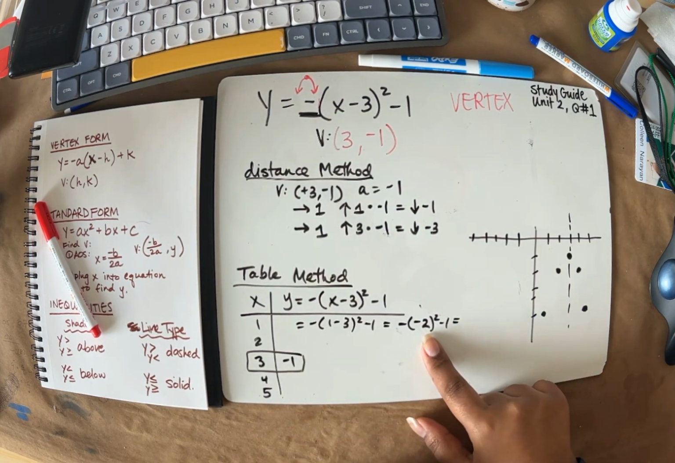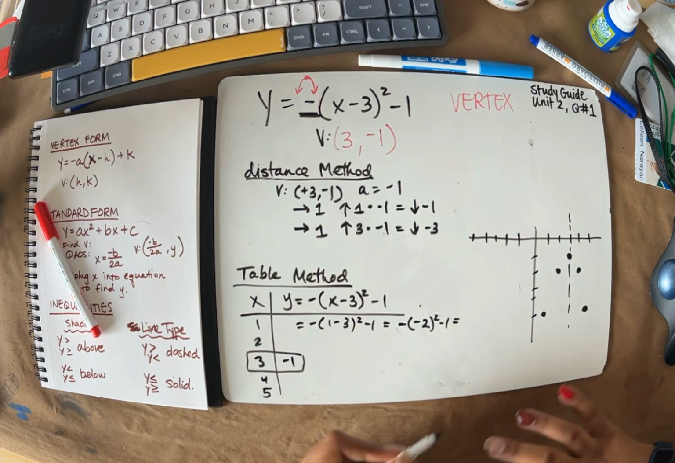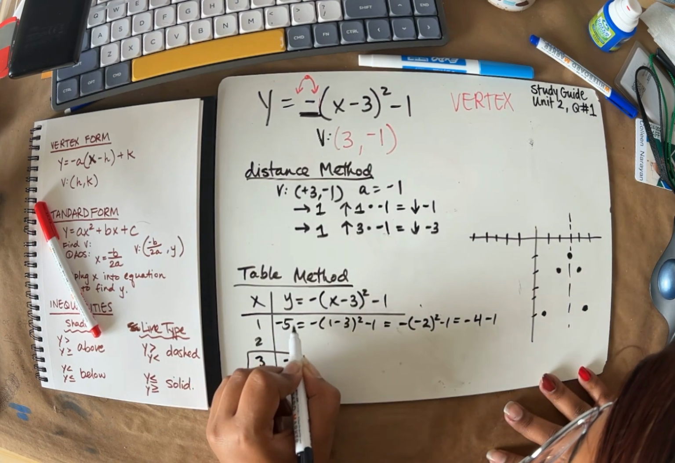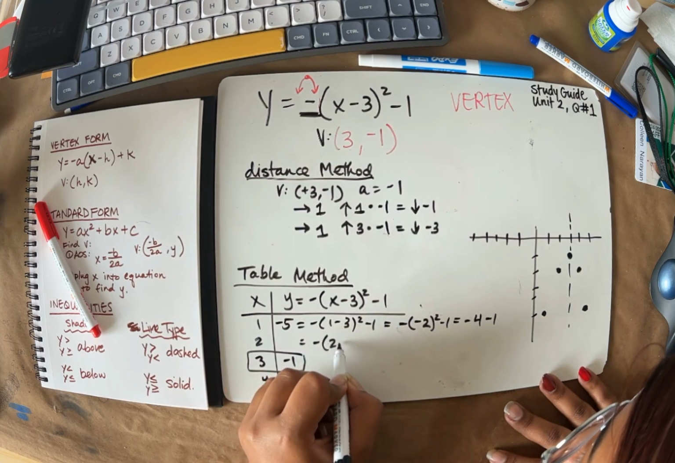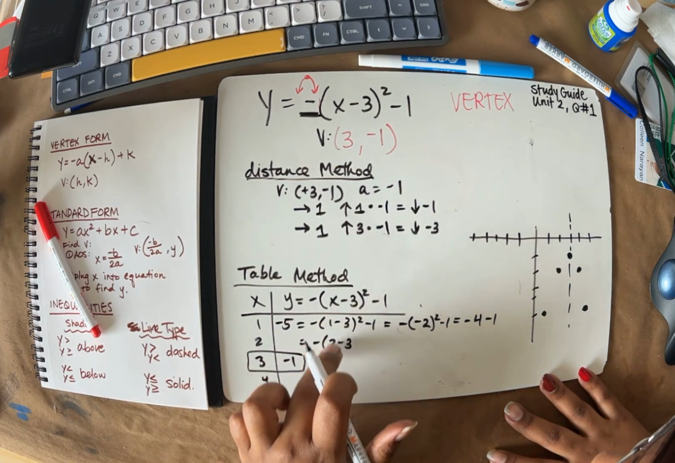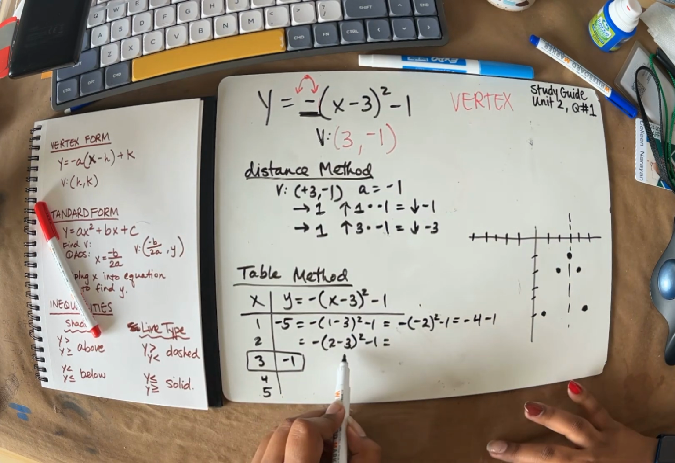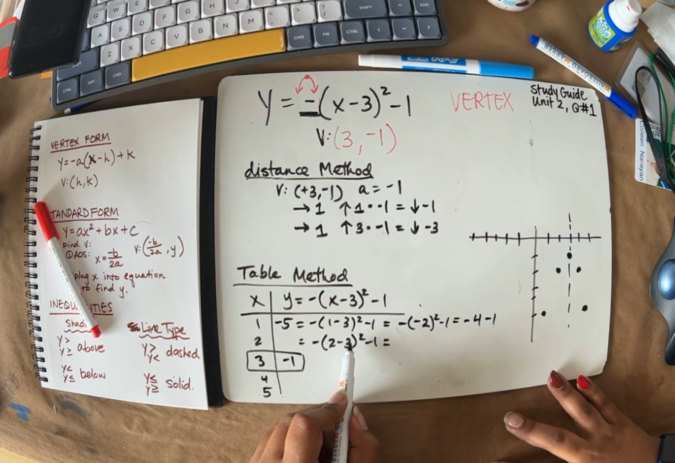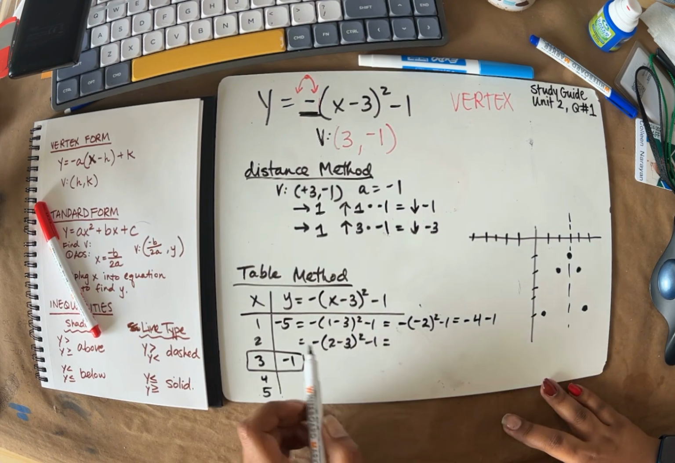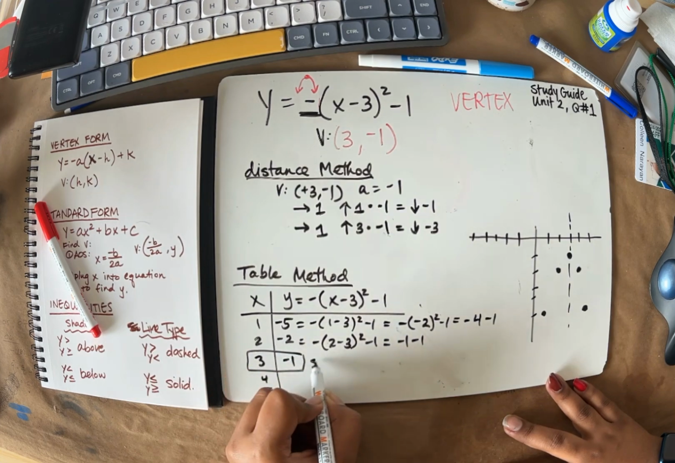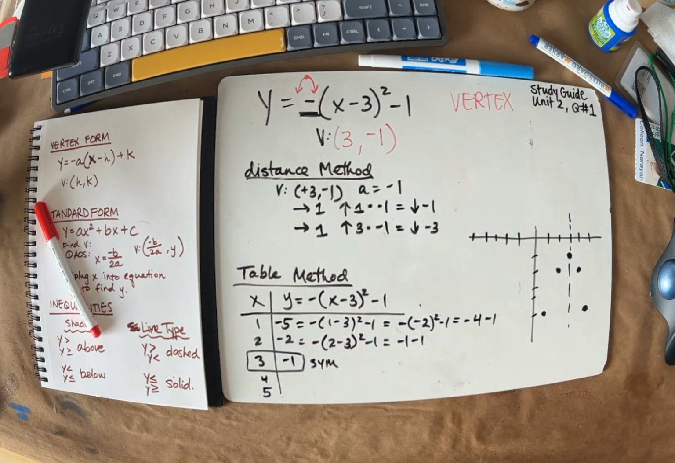PEMDAS tells me that I must do my exponents first. So I have -4 minus 1. I get -5. When I plug in 2 for my x value, that's how I plug in that 2. -(2 - 3) squared minus 1. 2 minus 3 is -1. Squared is +1. And then I have a negative in front, so it's -1 minus 1. I got -2. And we know that it is symmetrical across my axis of symmetry where my vertex is.